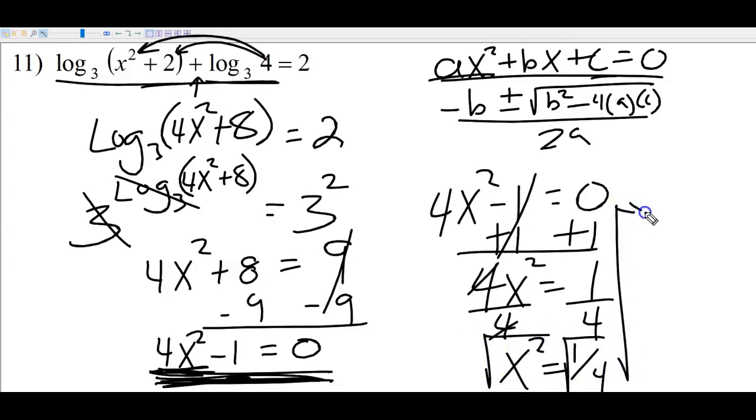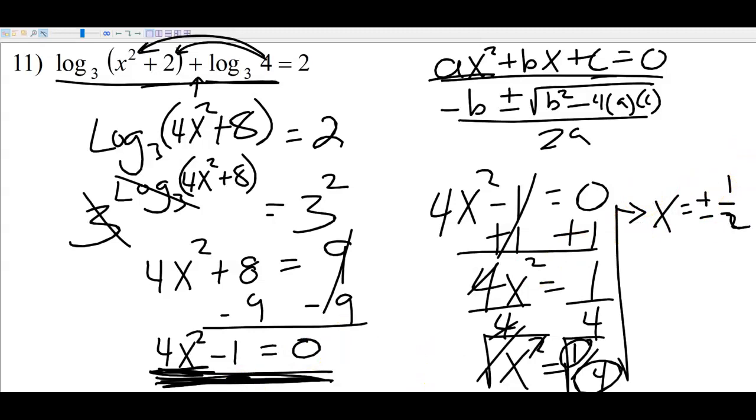Now this is where something interesting will happen. First of all, those cancel, so we're left with x. Second of all, when you take a square root, you get a plus and a minus answer. That's an easy thing to forget. And third of all, how do you take the square root of a fraction? Well, you just take the square root of the top and the bottom separately. The square root of 1 is 1, and the square root of 4 is 2. So we end up with two answers here. My two answers are positive 1/2 and negative 1/2.